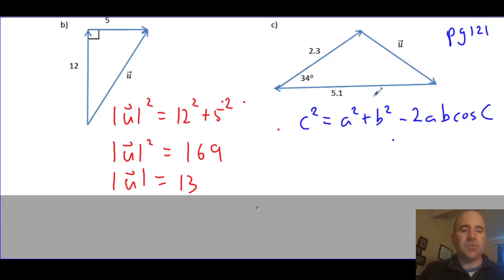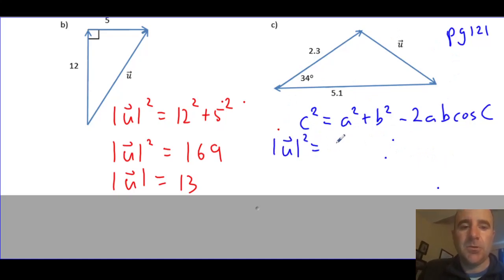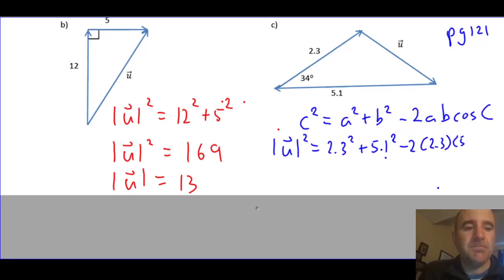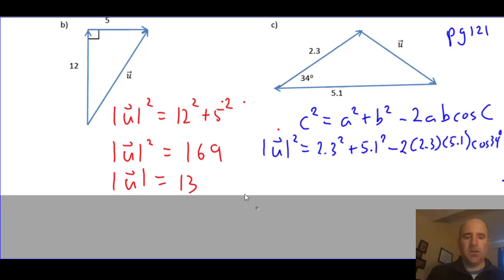So in our example, c here is, of course, the vector u, and angle c is across from side c. So we just fill these values in. So the magnitude of u squared will be equal to 2.3 squared plus 5.1 squared, subtract 2 times 2.3 times 5.1 times the cosine of 34 degrees. Now from there, if you just use a calculator, you should find that you get the magnitude of u to be approximately 3.4 units.